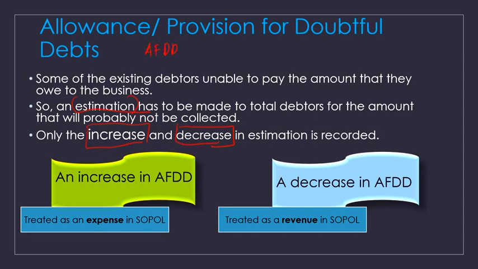Okay. So an increase in allowance for doubtful debt is treated as an expense. If it is an expense, it is only in the SOPL. Okay. A decrease in allowance for doubtful debt is treated as revenue. Revenue is also only in the SOPL. Okay. It will not be in the Statement of Financial Position, SOFP.